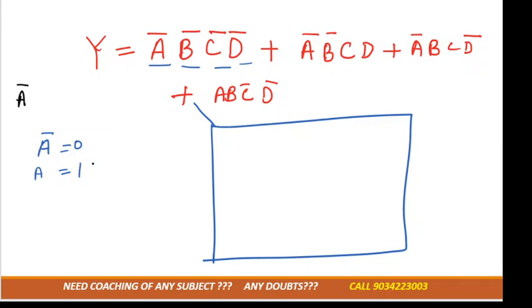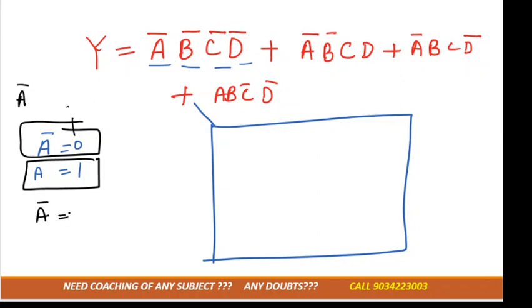No, it is fixed. It is a standard. Generally we'll take A as 1 and A bar as 0. Okay. It is a standard form. A bar always represents 0 in the standard form.